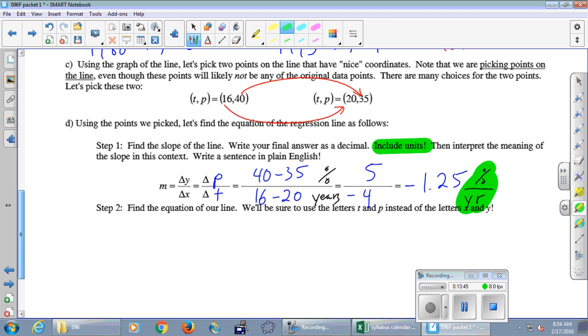So those are my units right there. And it says, interpret the meaning of the slope in this context. Write a sentence in plain English. So let's write a sentence in plain English. I didn't really give room for this sentence. We'll squeeze it in here.